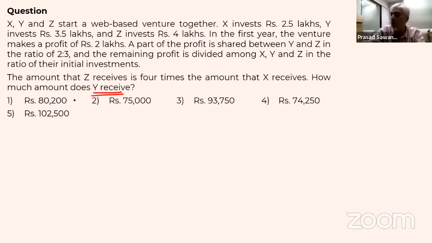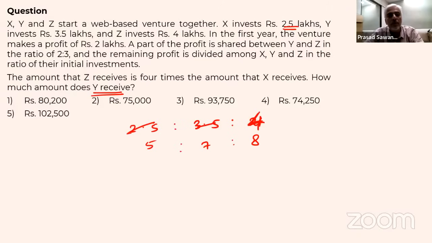Wow. Lot of things given. Sounds pretty confusing, you know? So first, let's get the ratio. X is investing 2.5, Y is investing 3.5, and Z is investing 4 lakhs. I'm so sorry. So to remove the decimal, multiply everything by 2. So this will become 5, 7, 8. Right?